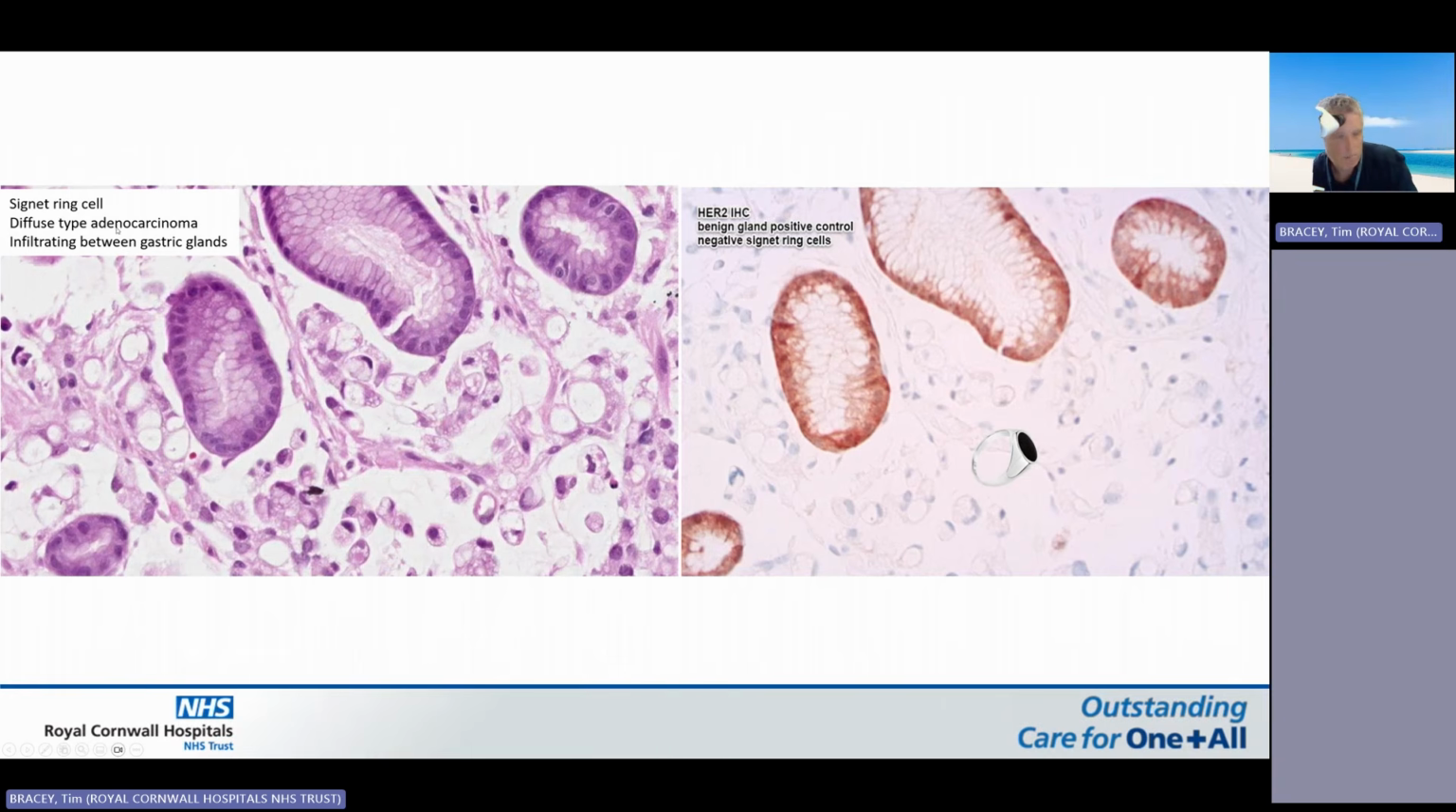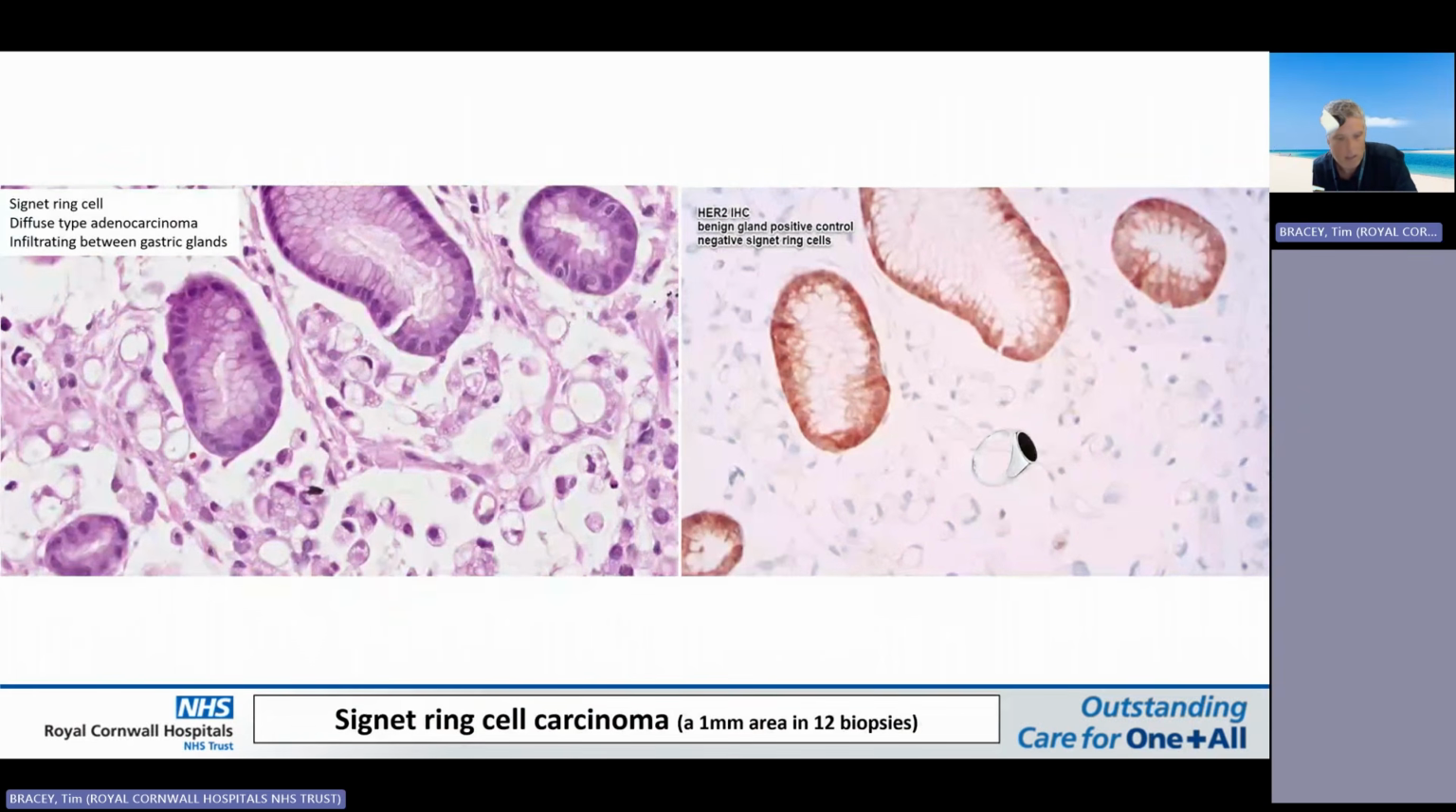This was a classic biopsy for a signet ring cell adenocarcinoma in a patient who had linitis plastica, and actually it was the third time that they had an attempt to try and get this diagnosis, and this time took 20 biopsies. In one area, 12 biopsies, I think it was 20 millimeters squared, there was one 1 millimeter diameter area which had these signet ring cells.